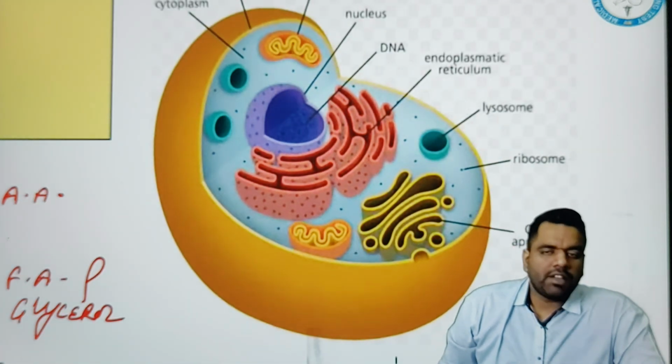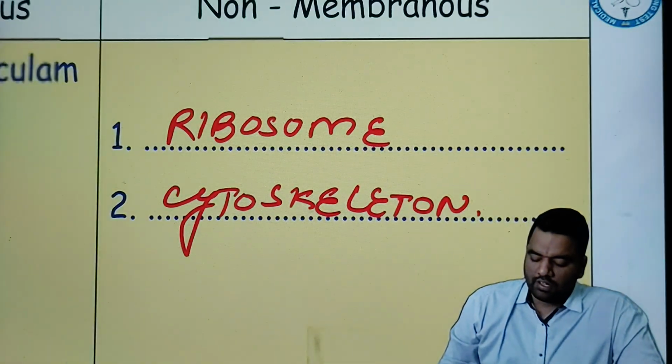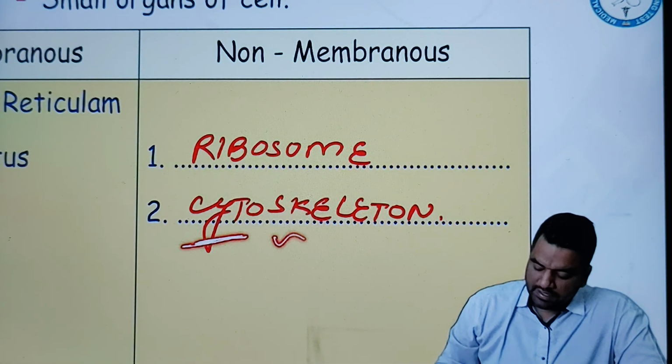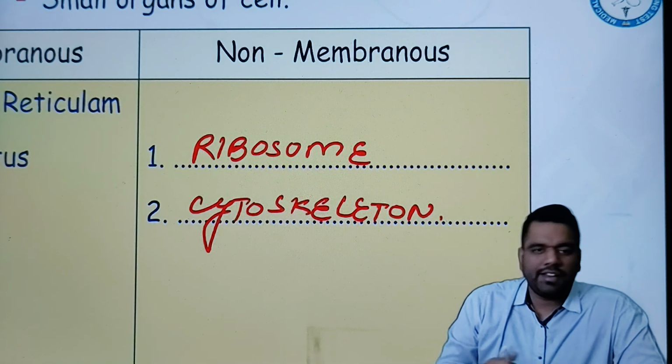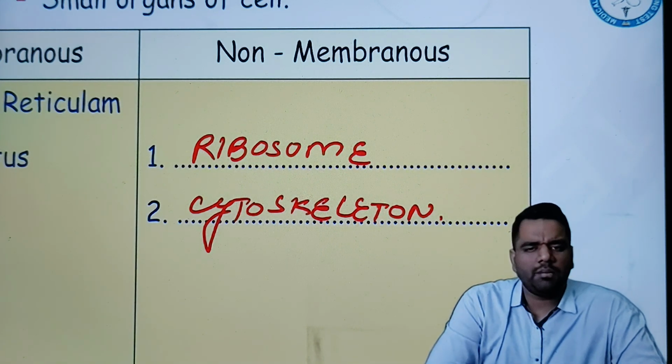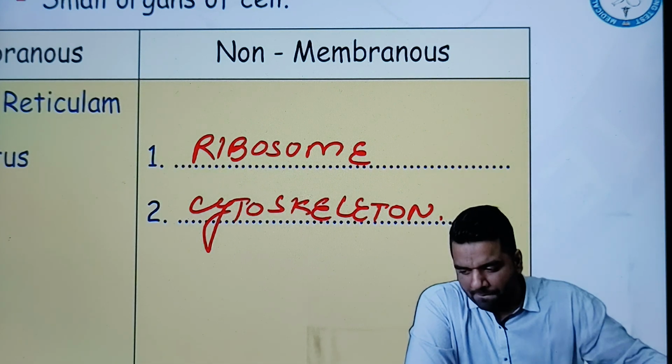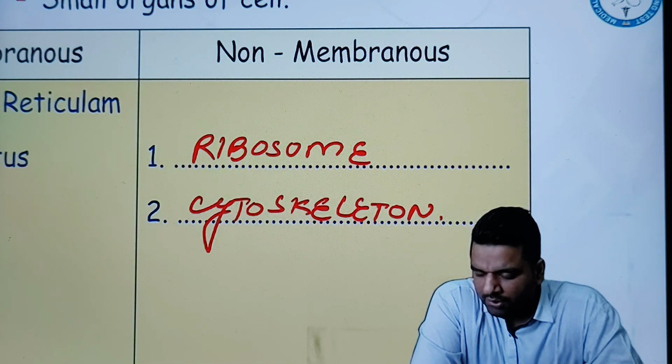Now the next part is something called the cytoskeleton, as we have mentioned over here. That organelle's name is cytoskeleton. Guys, cyto means cell, and skeleton means bones. Cytoskeleton: cell, bones. What do you think? Does a cell contain any bones?